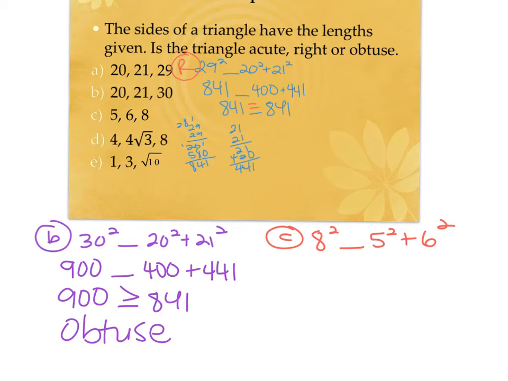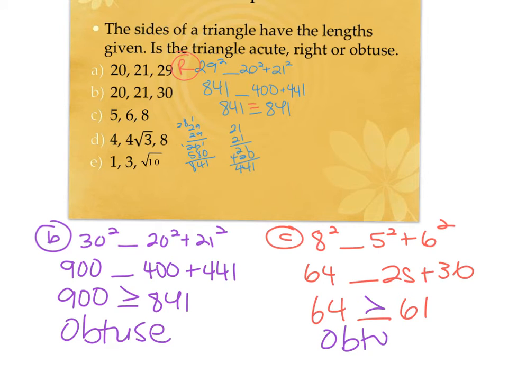Okay, C, 8, 5, and 6. So 64 has what relationship to 25 plus 36? What relationship does 64 have to 61? It's greater than it, so this would be obtuse.